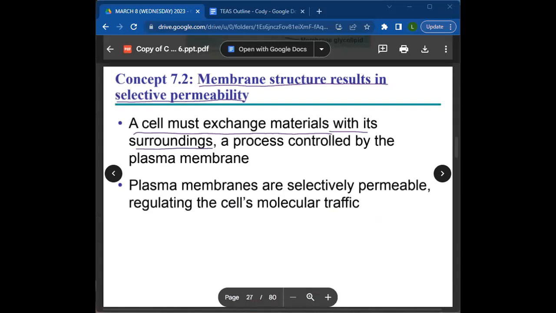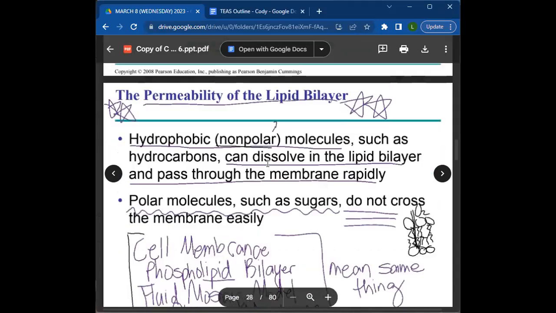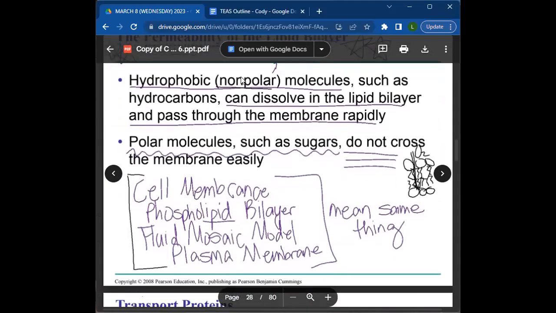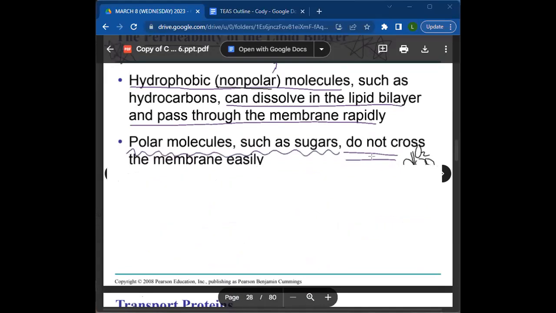Some things can move straight through the cell membrane and some can't. But how do we know? How do we know if it can move straight through or if it can't? Well, that will actually depend on whether the molecule is polar or nonpolar. So let's discuss this for a second.